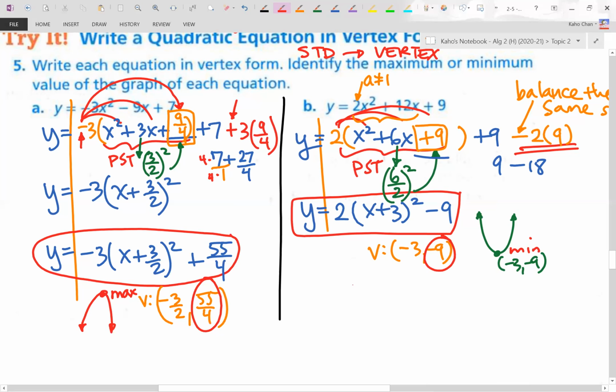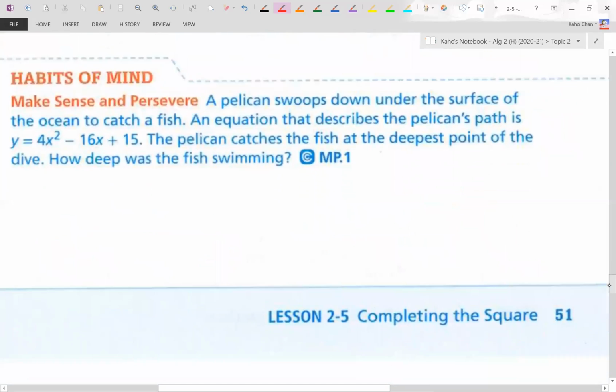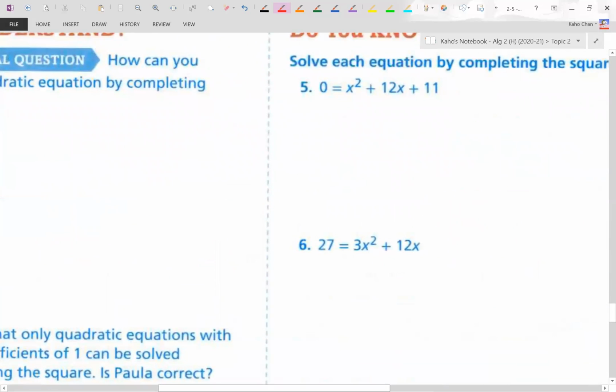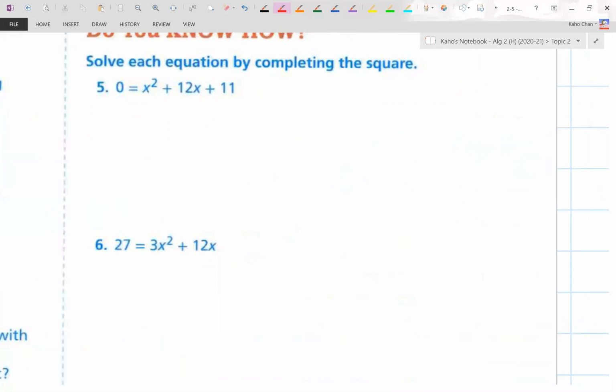I don't know about you, but I'm ready for the last page. Woo. This is quite a lengthy lecture here. Here we go. Let's crank out the last page here. Solve by completing the square. This is going to be a lot of work. Hang in there.